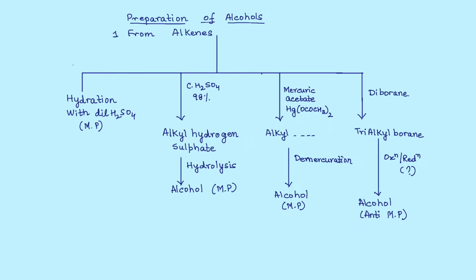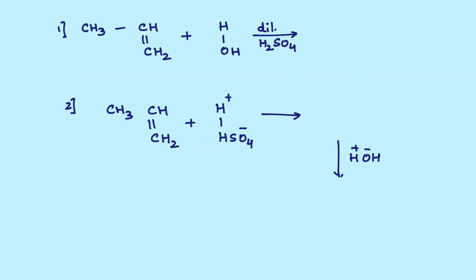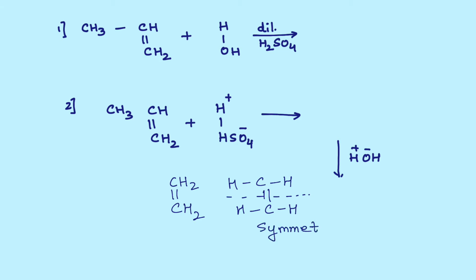So in the preparation of alcohols from alkenes, the first method that we've got is hydration with dilute H2SO4. So CH3CH double bond CH2, this is the unsymmetrical alkene that we are taking over here. You see over here CH2 double bond CH2. If I write it in this expanded form, the two parts are mirror images of each other. This becomes a symmetrical alkene.